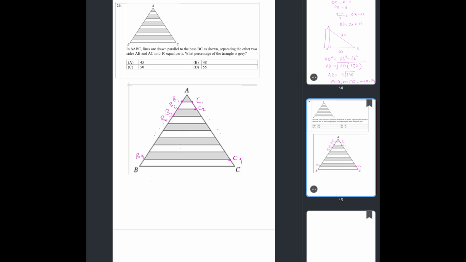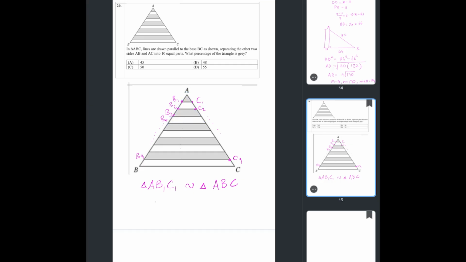Now triangle B1 C1 is similar to triangle ABC, right? The smallest triangle is similar to the biggest triangle, right? And all of these triangles are similar because we have parallel lines, right? All these triangles that are formed, this one, this one, this one, all of these are similar, right?